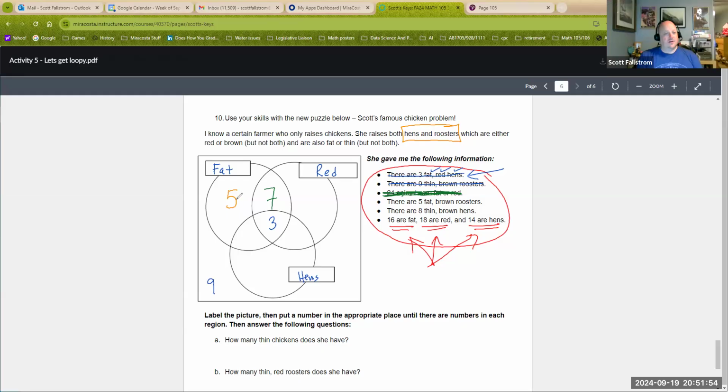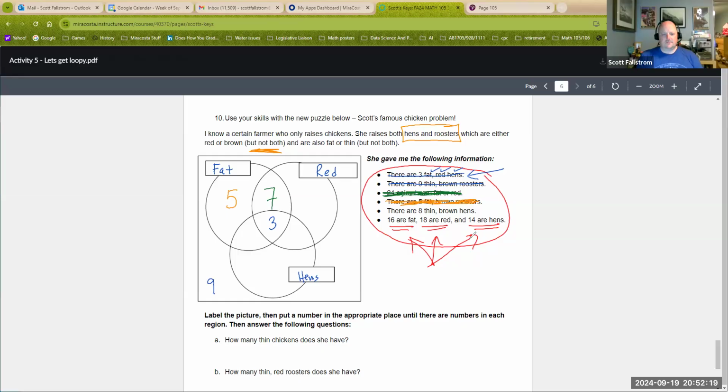Okay. Because they are fat, that where I wrote the 5, those are fat, right? Yes. Are they red? No. So they got to be brown. Because remember, there's only 2 options. Okay, so they got to be brown. And are they hens? No. So they got to be roosters. So that checks. 5 fat brown roosters. Okay, done with that clue.